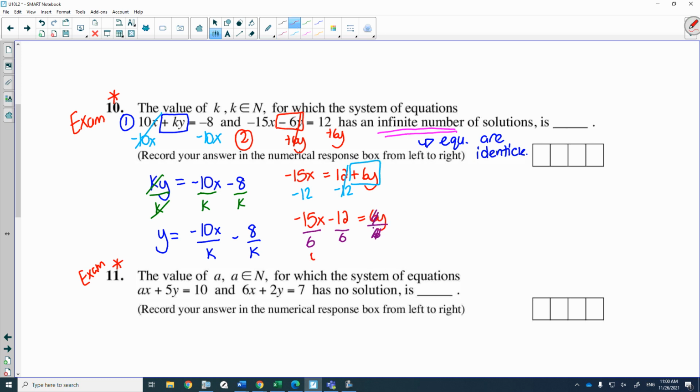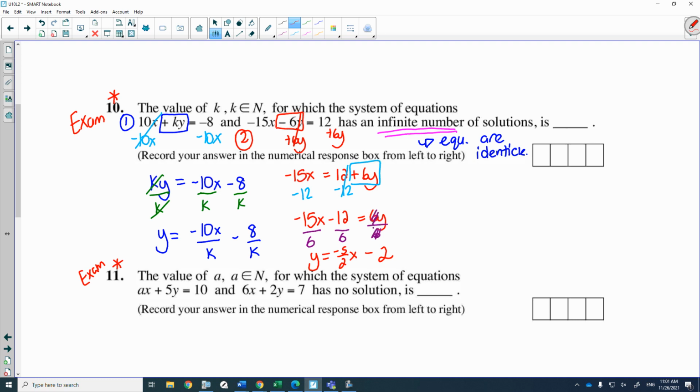Y is equal to, what is negative 15 over 6 reduced? Yes, that reduces to negative 5 over 2, right? That reduces to negative 5 over 2. So negative 5 over 2x minus, and then 12 divided by 6 is 2.